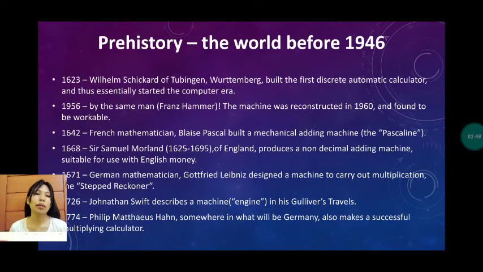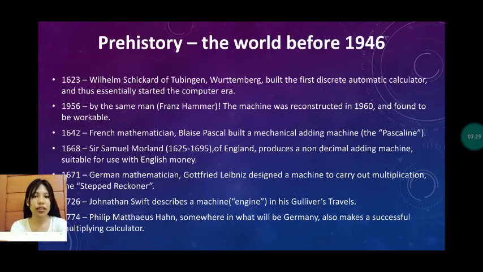So, the world before 1946. In 1623, Wilhelm Schickard of Tübingen, Württemberg, built the first discrete automatic calculator and thus essentially started the computer era. In 1956, by the same man, Franz Hammer, the machine was reconstructed, and in 1960 it was found to be workable.